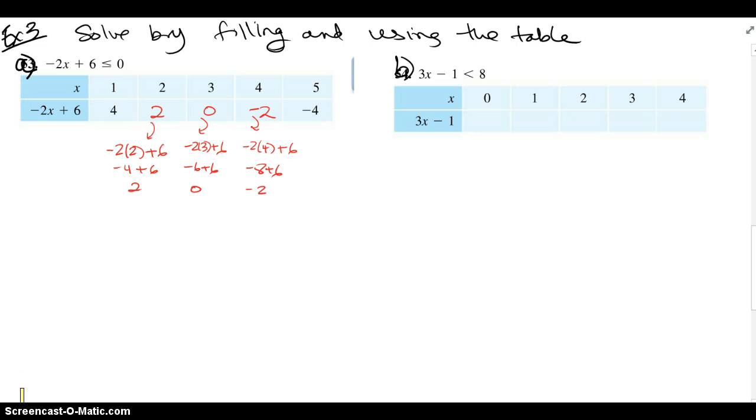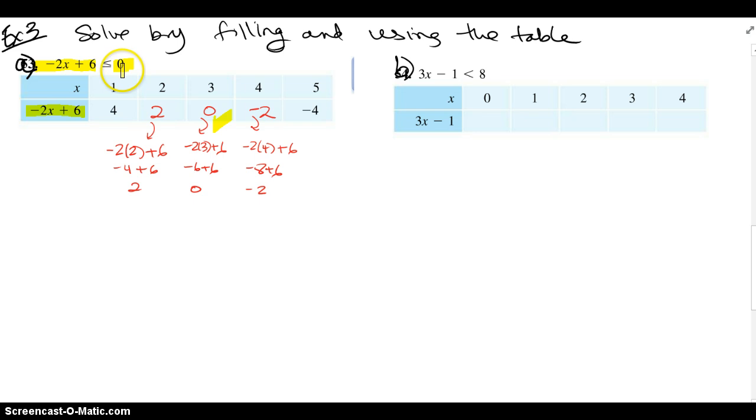Now that I have the table filled, I go back and I look at my original inequality, which says, when is -2x plus 6 less than or equal to 0? So here is -2x plus 6, and I look at the first case, is 4 less than or equal to 0? That's a no. Is 2 less than or equal to 0? That's a no. Is 0 less than or equal to 0? And that's a yes, because 0 is equal to 0.